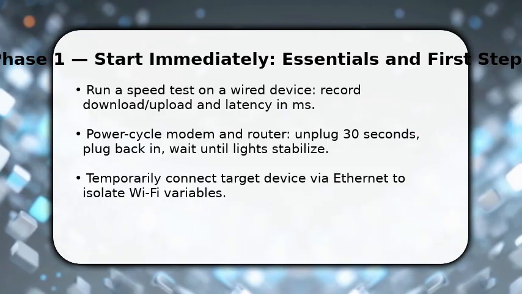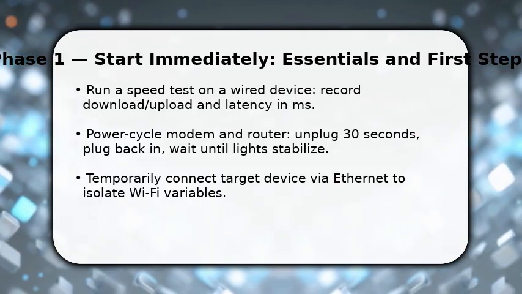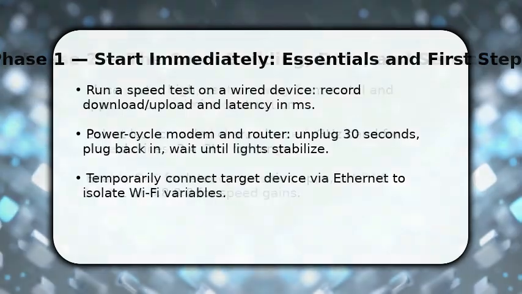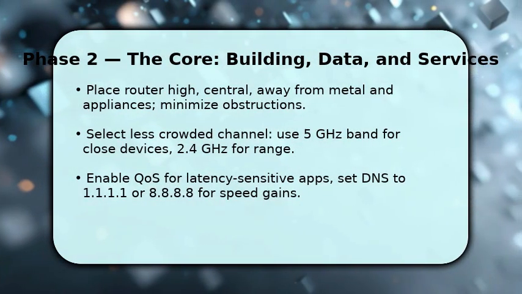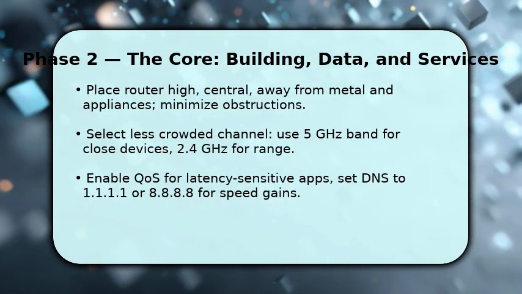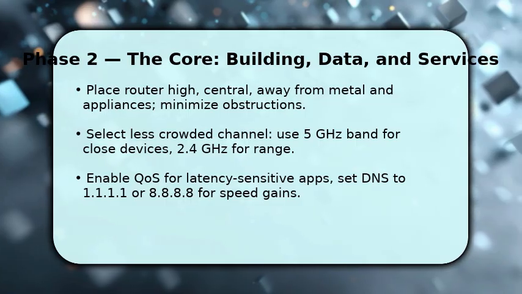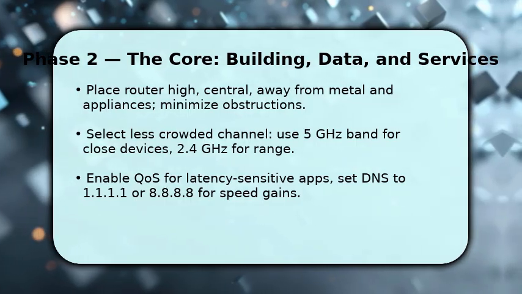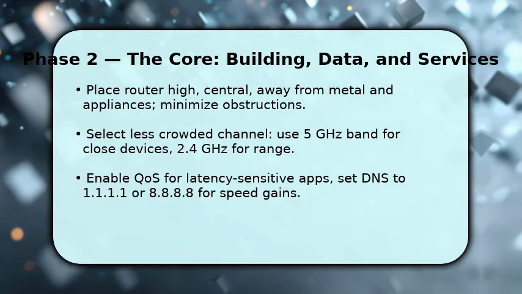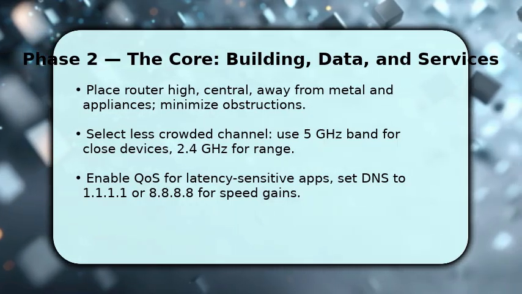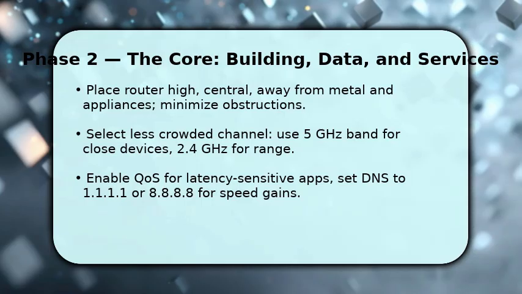Now refine the wireless environment. Position the router high and central, away from microwaves, thick walls, and metal surfaces so signals propagate evenly. Then switch bands wisely, choose 5 GHz for devices nearby and 2.4 GHz for those farther away. Once done, scan and lock a less crowded channel to reduce retries.